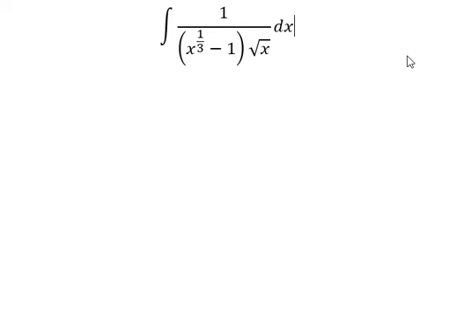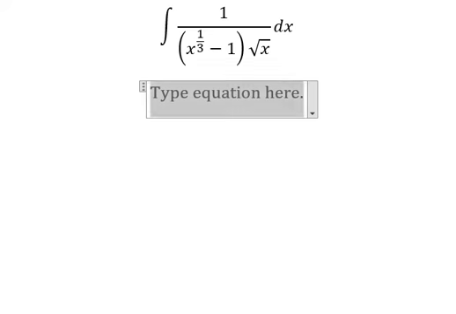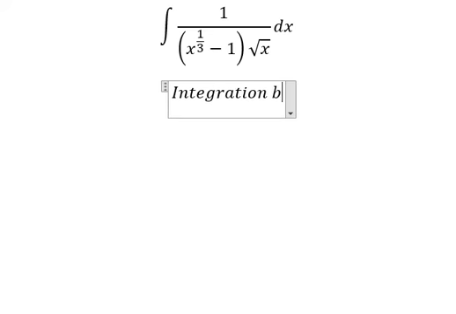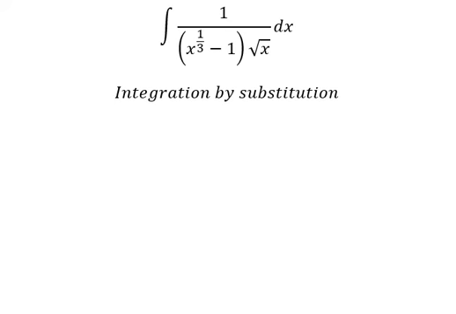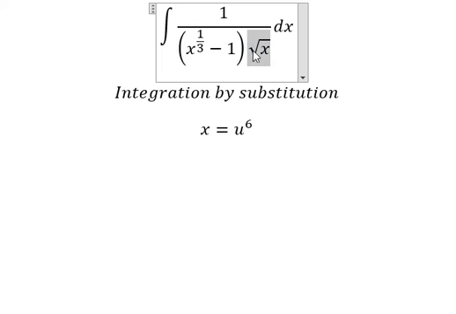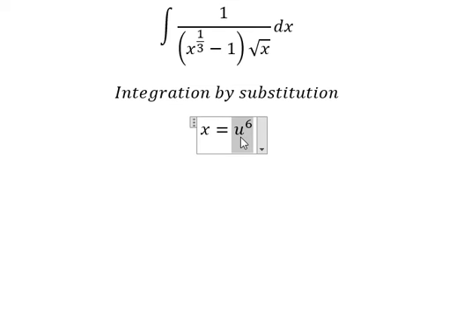So now I will show you how to answer. We need to use integration by substitution. So I will put s equals u to the power of 6 because I want to cancel the square root and the cube root in here. So we need to use u to the power of 6.